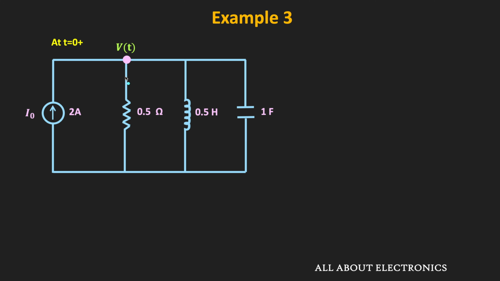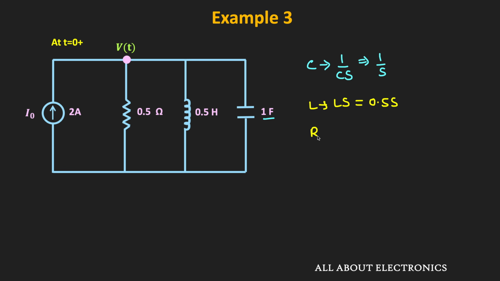That means there is no initial charge across the capacitor, or there is no initial current through the inductor. So in the equivalent S domain, this capacitor can be represented as 1 divided by Cs. And here, the value of C is equal to 1 farad. That means this is equivalent to 1 divided by S. Similarly, the equivalent representation of the inductor in the S domain is equal to Ls. And here, the value of L is equal to 0.5 Henry. So we can say that is equal to 0.5 S.